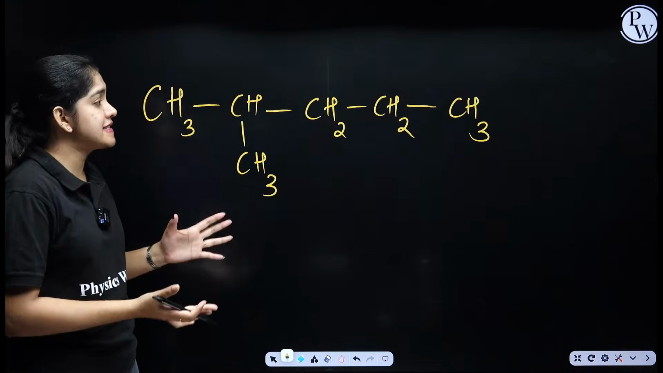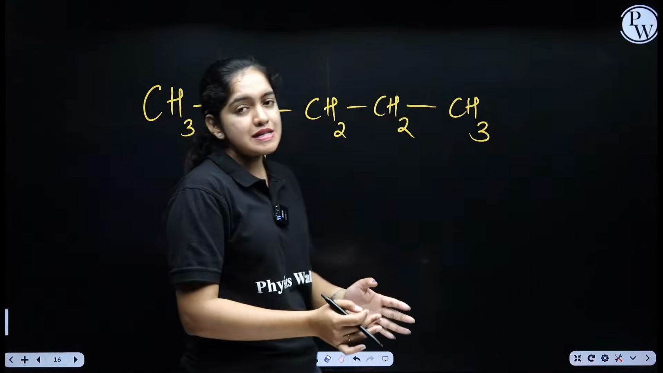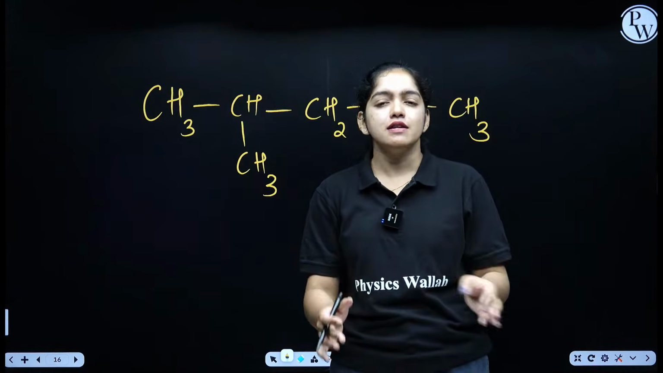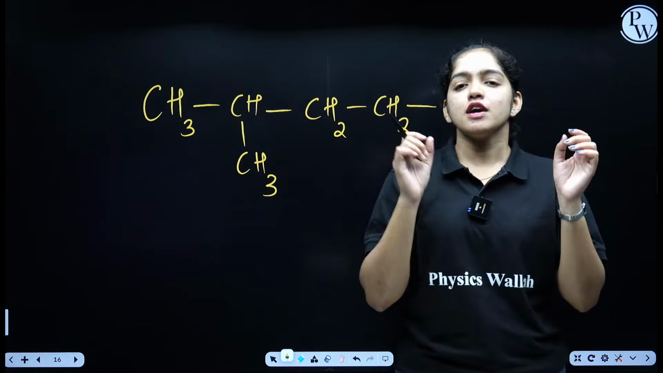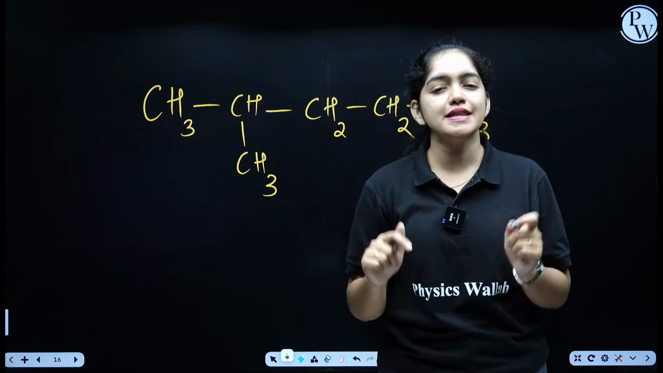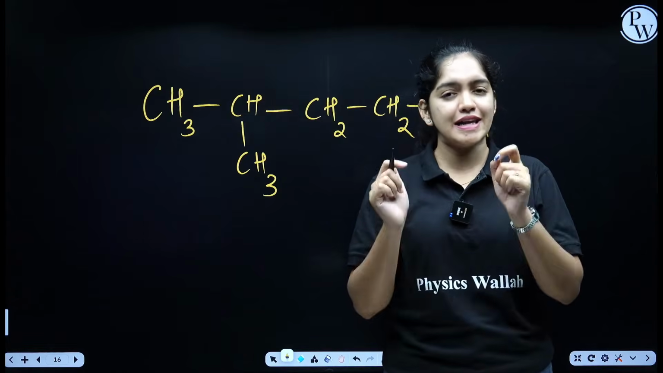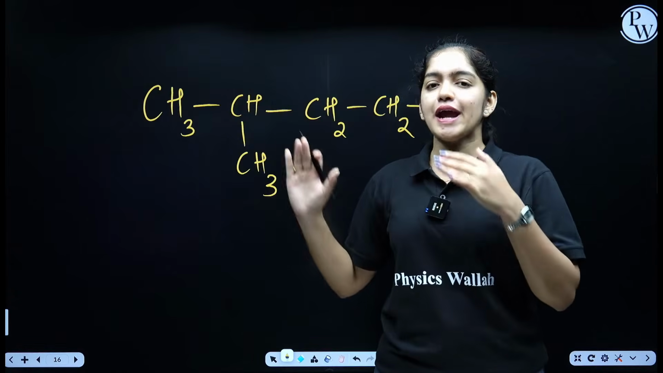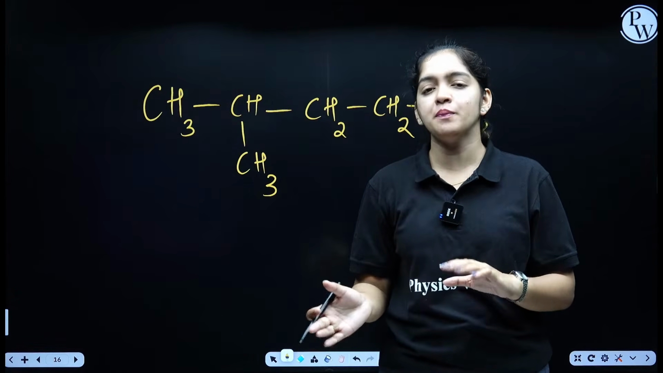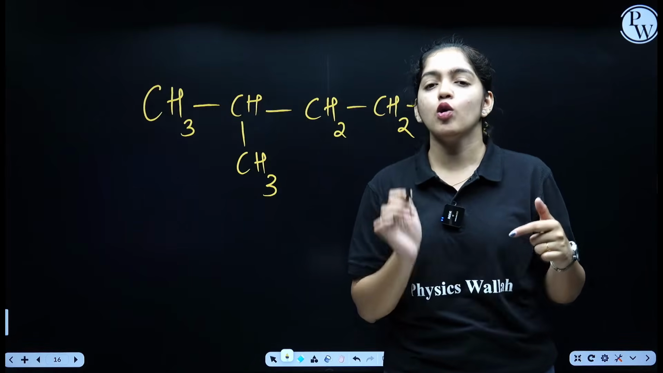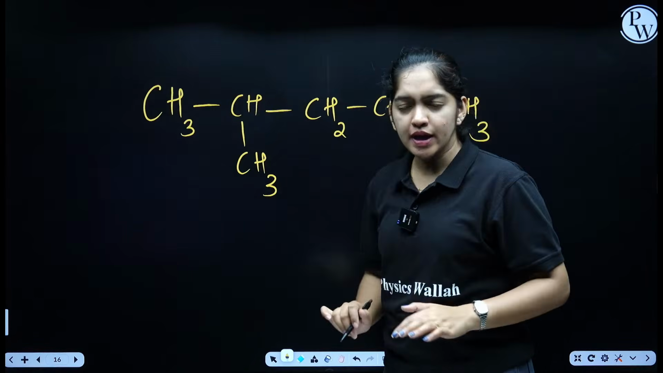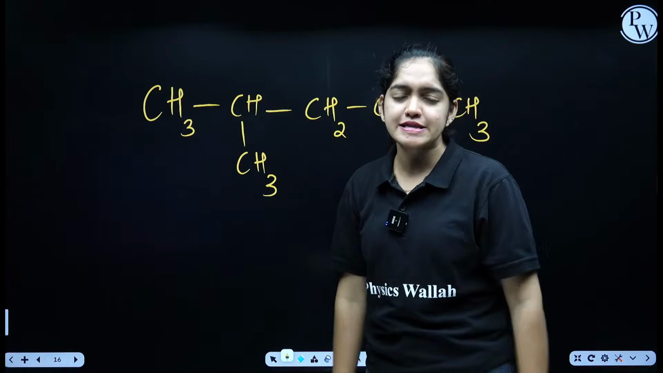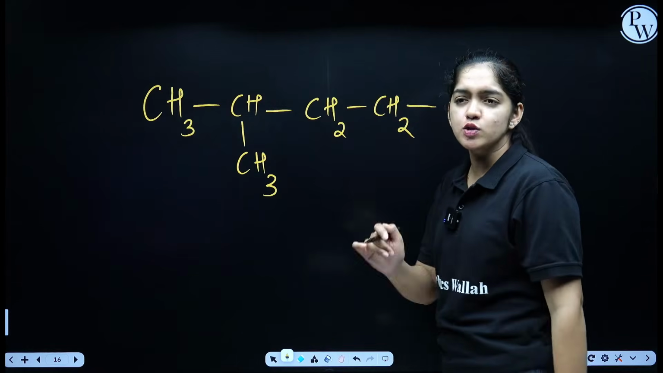It's very, very easy. Which was the first rule? The first rule is to identify the longest chain. Then the first rule is over. The second is that if any branch is there, the branch should get the lowest number. You can start from left to right and right to left, the opposite way. Then the branch should get the lowest number. So start numbering, and before that identify the longest chain. Which will be the longest chain here? Better to take the straight chain.